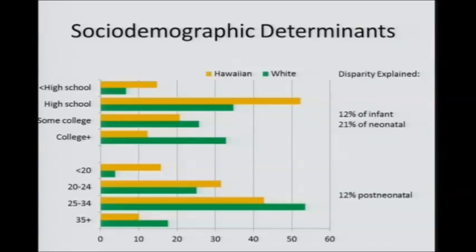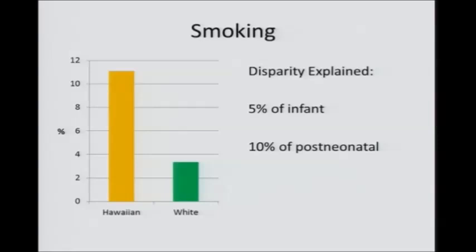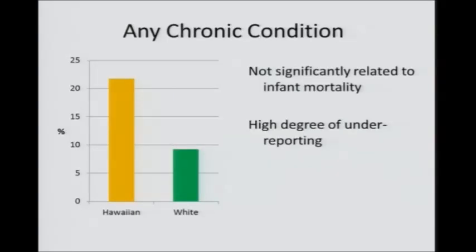So 21% of the infant mortality disparity between these two populations are explained by educational inequalities. I think a third of whites had a college education compared to like 12% of Native Hawaiians. And maternal age helps explain 12% of just post-neonatal. Smoking, there's a disparity there, and that explained 5% of infant and 10% of post-neonatal mortality. Just using those equations and differences in these prevalence rates.